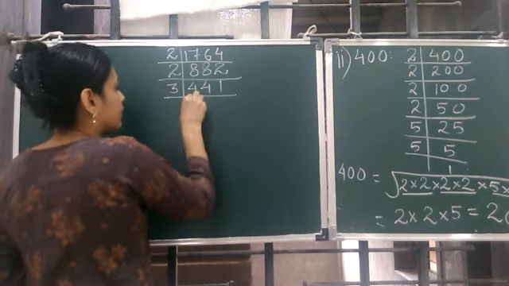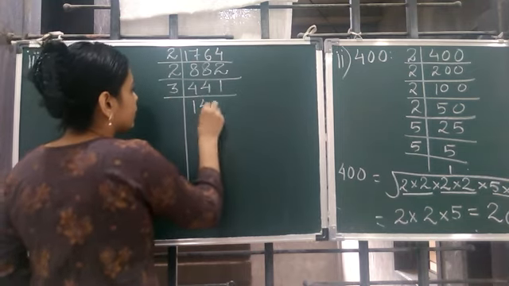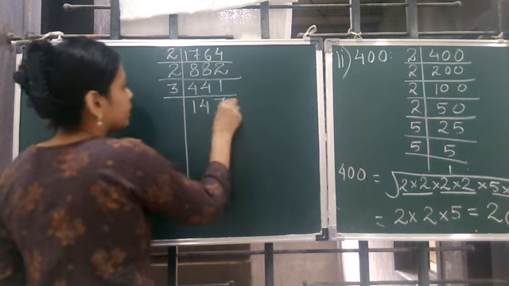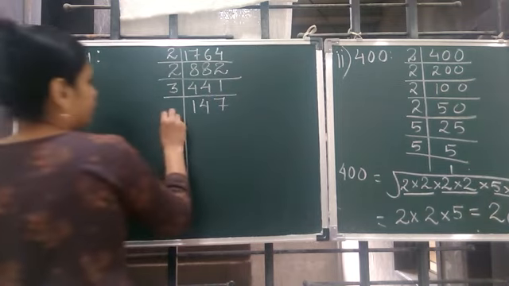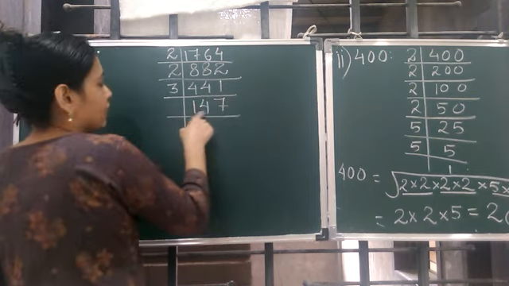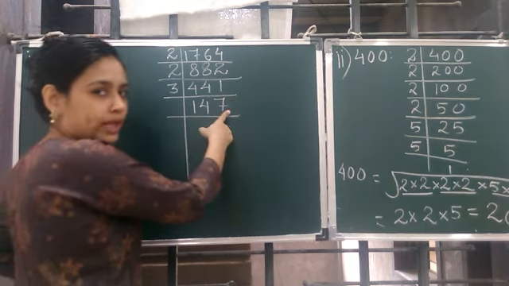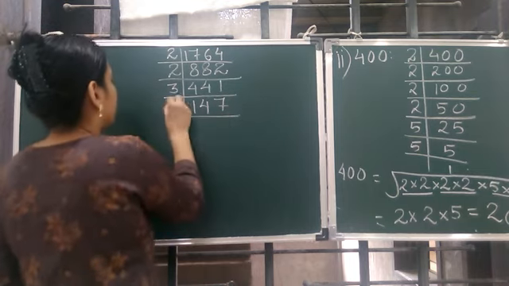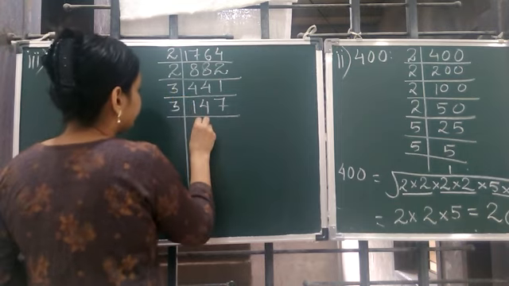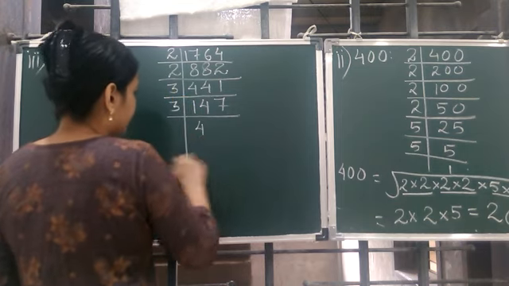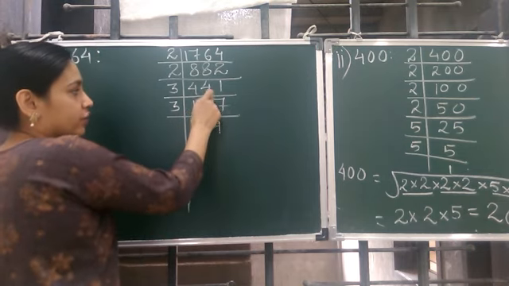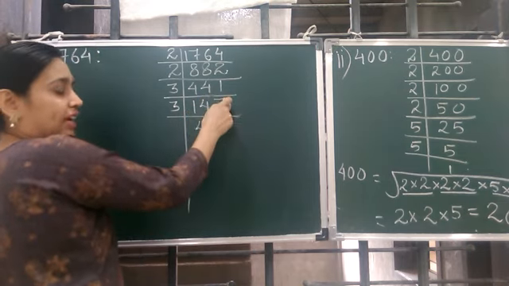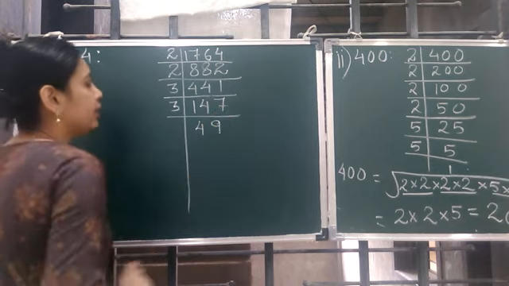So 3 1s are 3, 3 4s are 12 and 3 7s are 21. Again it will go by 3. Why? Because 4 plus 1 is 5, 5 plus 7 is 12, 12 is divisible by 3. So 3 4s are 12, 3 9s are 27. 12, 2 will be left, 2 goes with this, 27, 3 9s are 27.